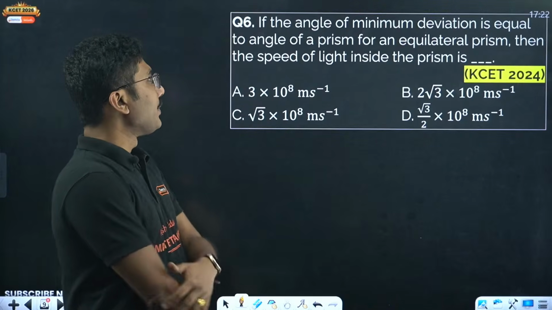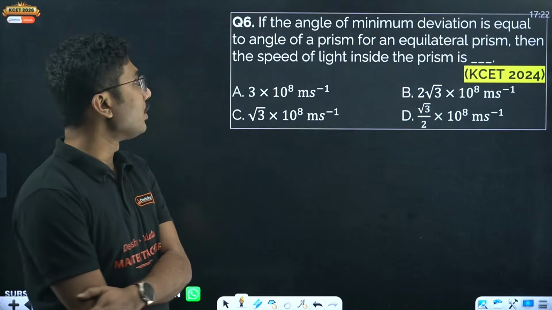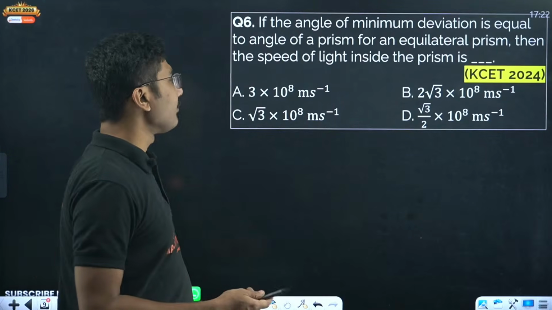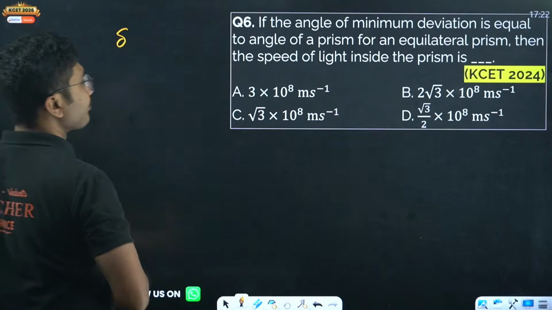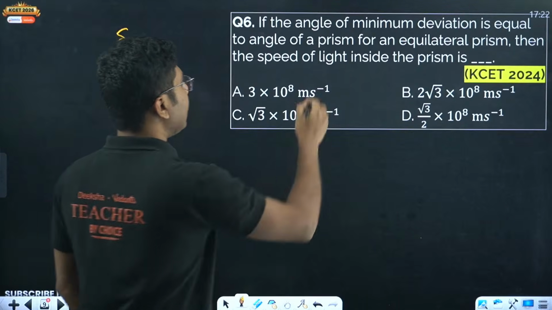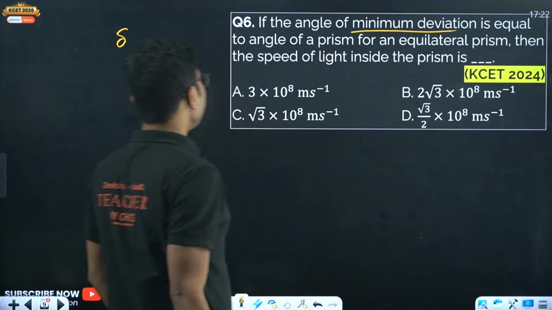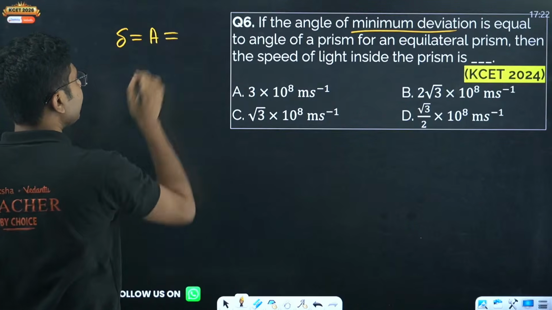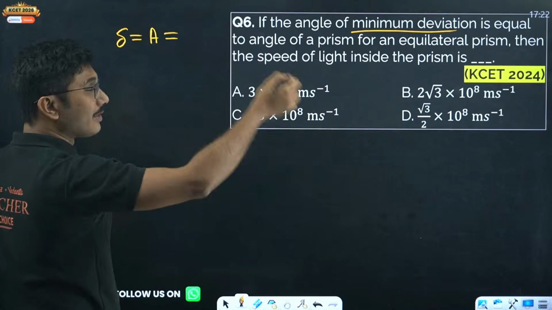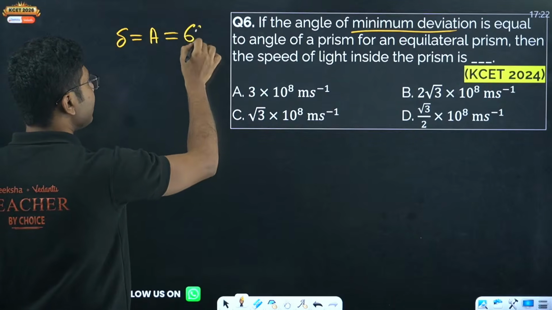If the angle of minimum deviation is equal to the angle of the prism, it is a very tricky question. We know the angle of deviation. Here it is mentioned that the minimum deviation is equal to the angle of the prism. What is the angle of the prism? It's an equilateral triangle, so that means it must be 60 degrees.